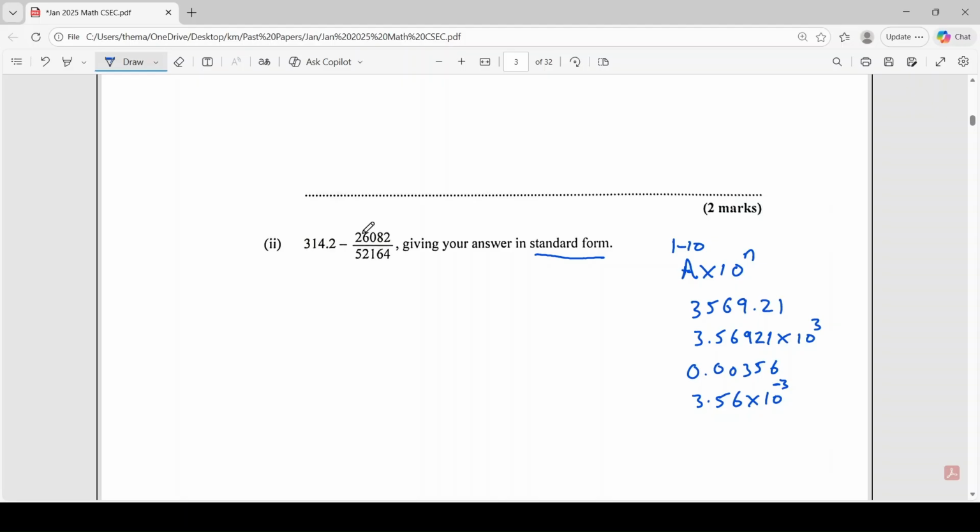314.2 minus 26082 over 52164. Again, enter this exactly how you see in the calculator. 314.2 minus, and you use your fraction button for this, 26082 over 52164. When you calculate that, you could say by calculator or with use of calculator.